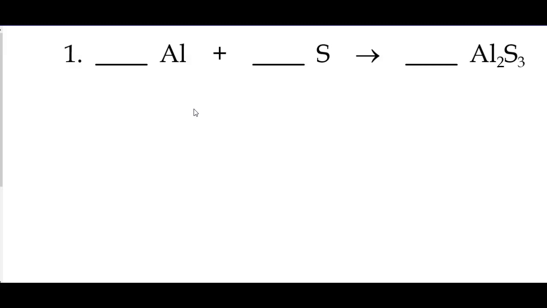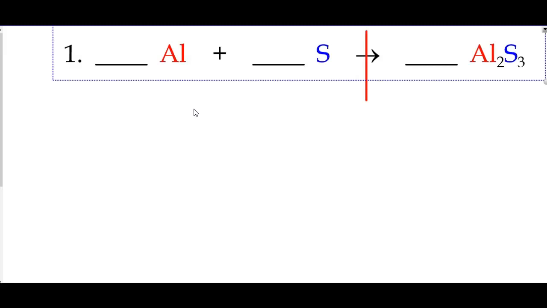First we will split the equation between the reactants and the products. Remember, the reactants are first, the products are second. I've color-coded it just so you can quickly see the element groups. So aluminum and sulfur are present. First I'm going to put a divider, I like to say, at the arrow.